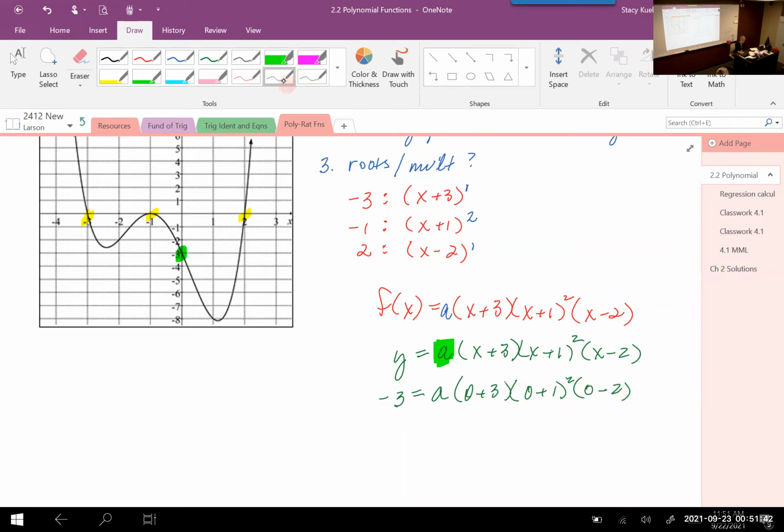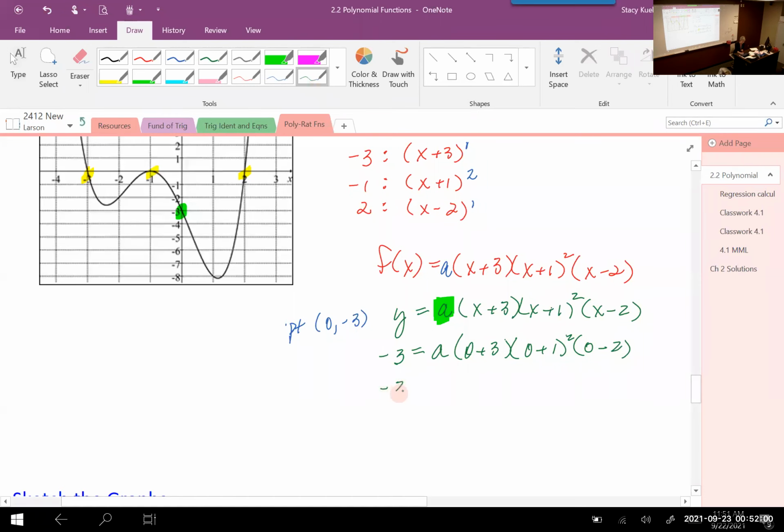So we are using the point (0, -3) to solve for A. Just notice when I plug it in there, I got rid of every variable except the one I'm trying to solve for.